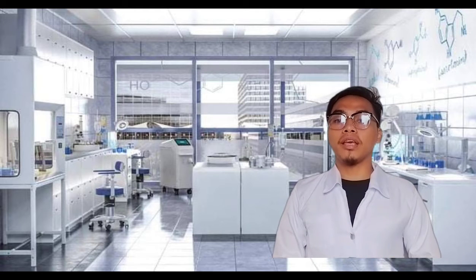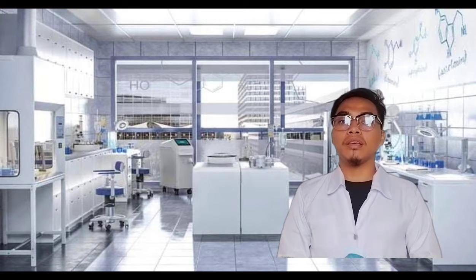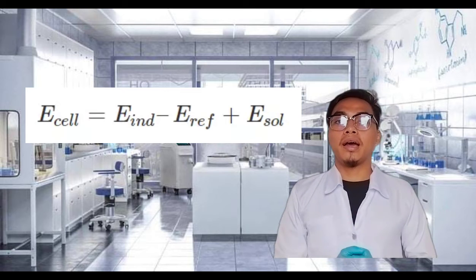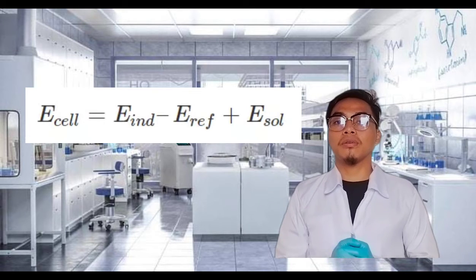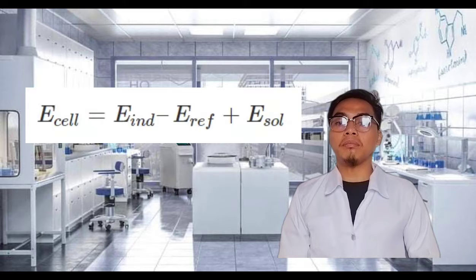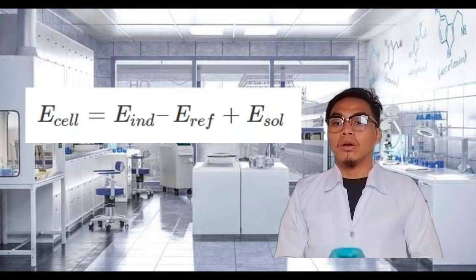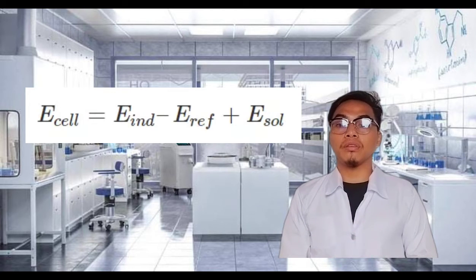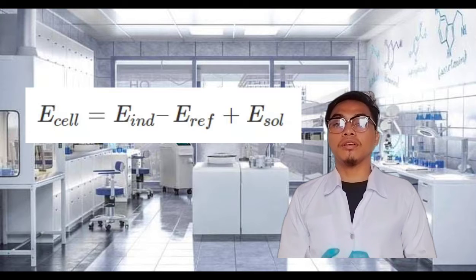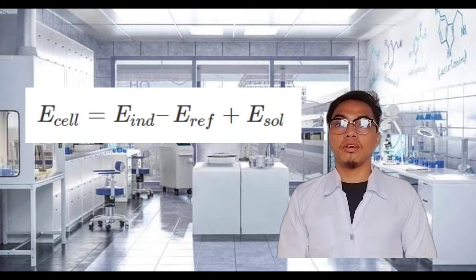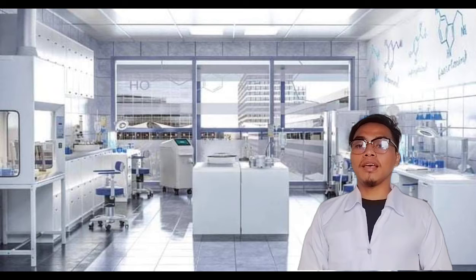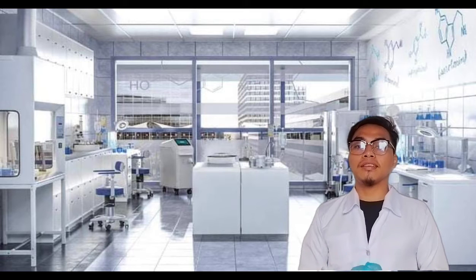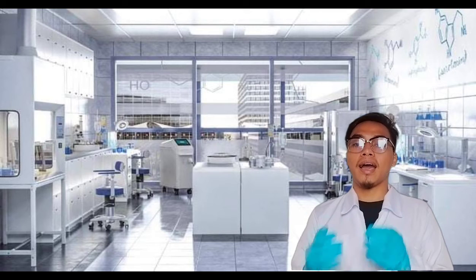The overall cell potential can be calculated using this formula. So we have E cell equals E indicator minus E reference plus E solution, where the potential drop between the indicator and reference electrodes over the electrolyte solution is given by E solution. So the overall cell potential, E cell, is calculated at every interval where the titrant is measured and added.